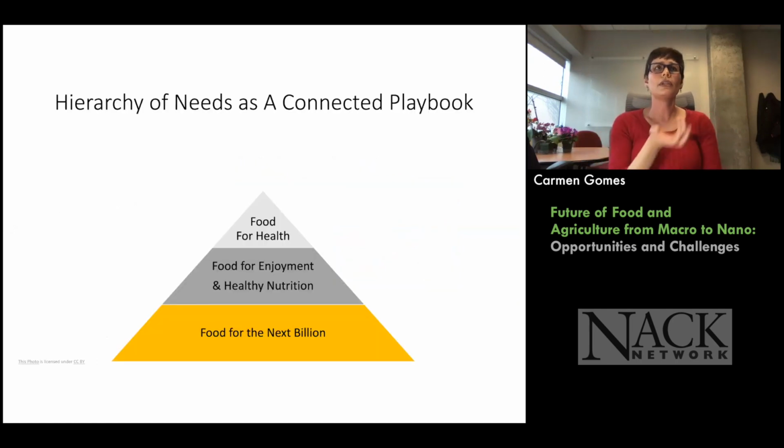So I will give you examples here on how we can break down the big problems that we have and how they are interconnected. Yes, we need food for the next billion people, but at the same time, if we are developing new food products, they need to be food for nutrition, but also for enjoyment. Especially if you have the ability to choose the food you eat, you will eat the ones that are tasteful, that bring you pleasure overall.